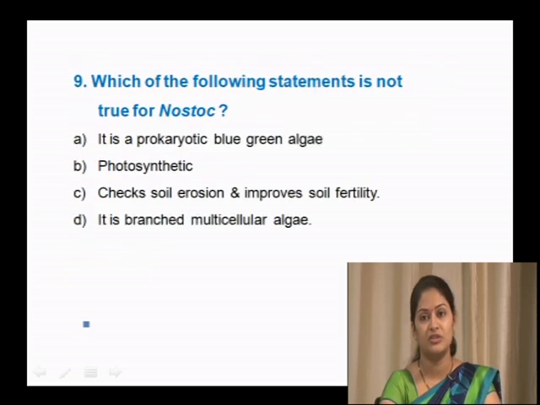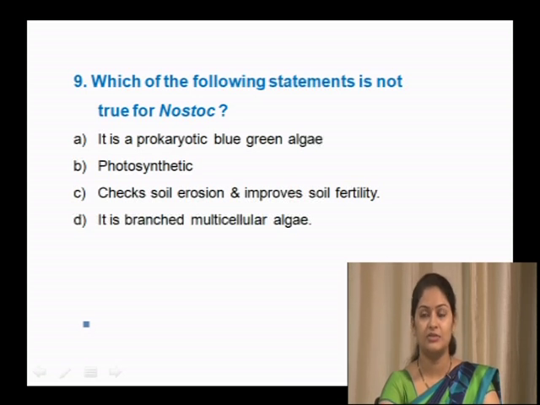Next question: Which of the following statements is not true for nostoc? Nostoc is a prokaryotic blue-green algae. It is photosynthetic. It checks soil erosion and improves the soil fertility. It is branched and multicellular algae.